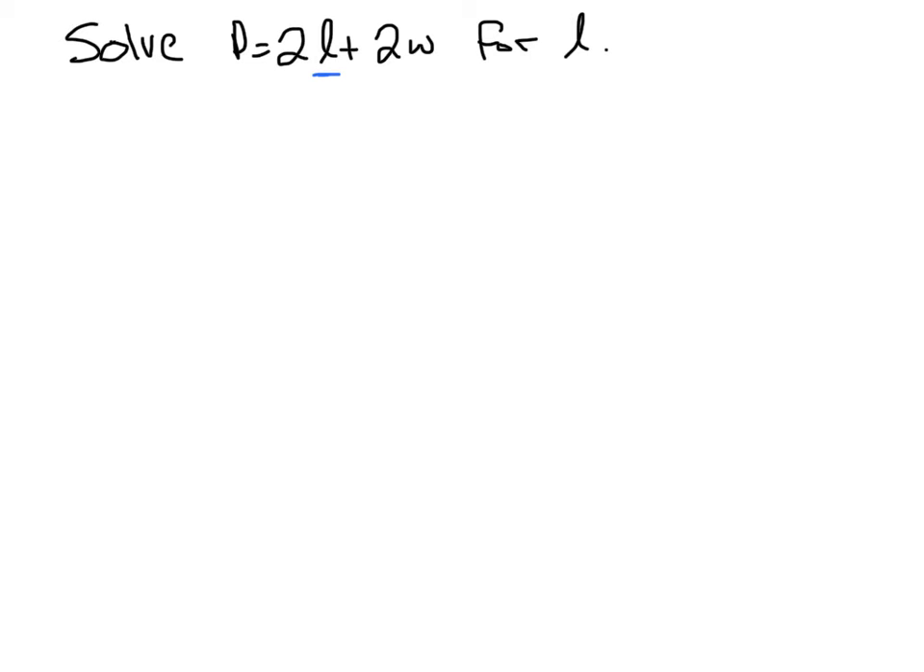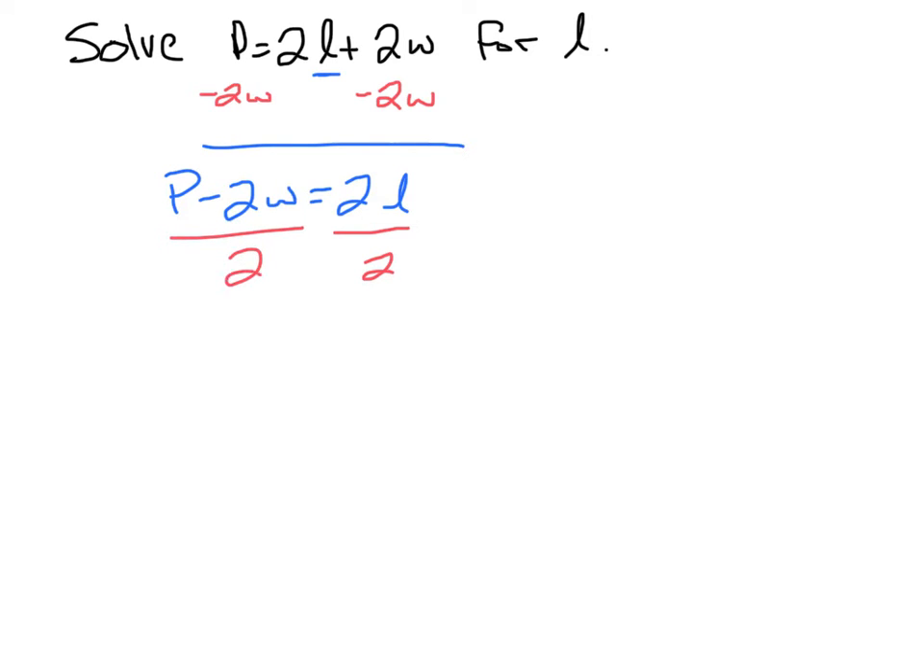Remember, when you're trying to solve for a specific variable, you go the opposite direction of the order of operations. So we need to get rid of this addition first. So I'm going to subtract 2W from both sides. We're going to be left with P minus 2W equals 2L. And one more step to get the L by itself. We're going to divide both sides by 2. And L's all by itself, so that is our answer.